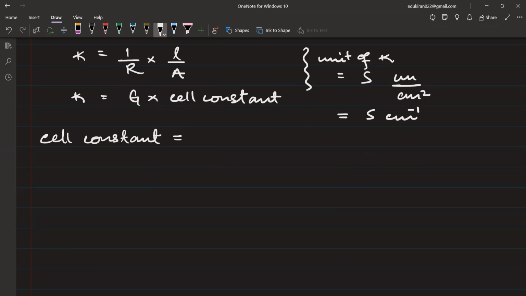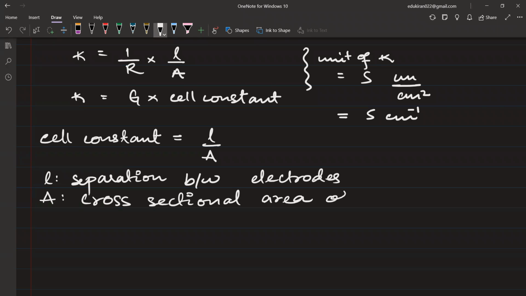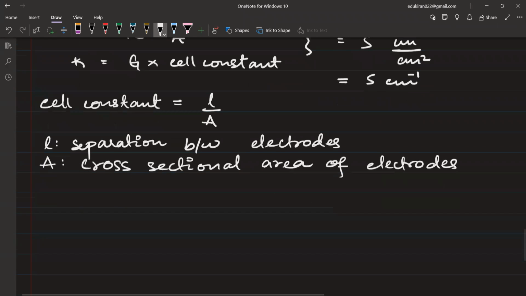Cell constant is equal to L upon A. The L, that is the length here, is the separation between the two electrodes. And A is the cross-sectional area of electrodes. Okay.